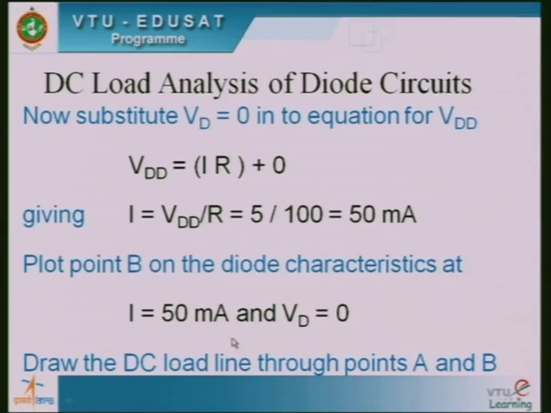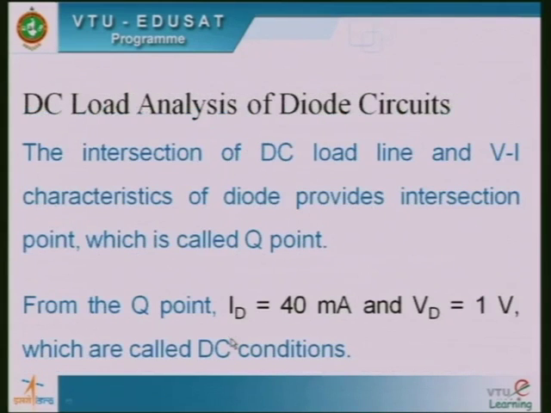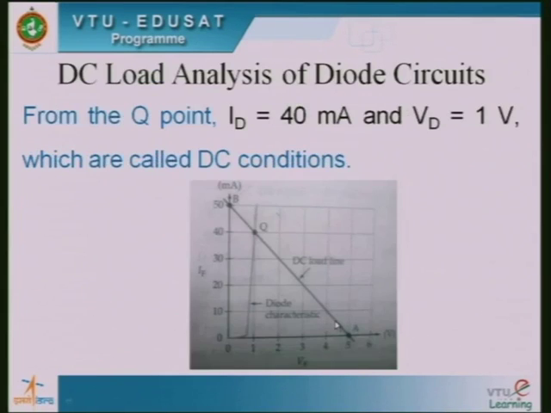Then using these 2 points, point A and point B, you can draw the straight line which represents the DC load, and this is called the DC load line. The intersection of this DC load line and the VI characteristics of the diode provides the intersection point, which is called the Q point. From the Q point you can note that ID comes approximately to 40 milliampere, and VD you will get as 1 volt. So these ID and VD are called the DC condition.